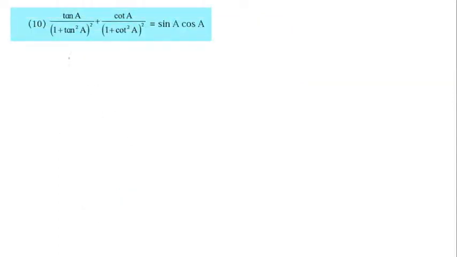Okay. Now the next question is: (tan a divided by 1 plus tan square a) bracket square plus (cot a divided by 1 plus cot square a) bracket square is equal to sin a into cos a. Now here, instead of taking the left hand side or the right hand side, we have to use another method. That is, we have to consider the left hand side: (tan a divided by 1 plus tan square a) bracket square plus (cot a divided by 1 plus cot square a) bracket square.